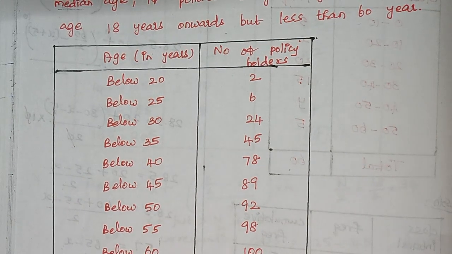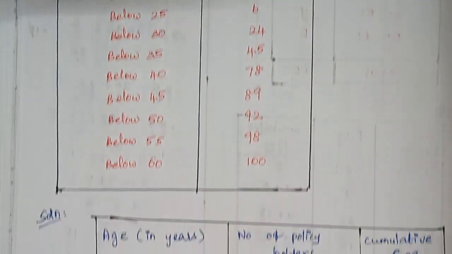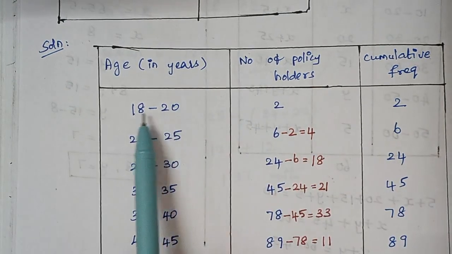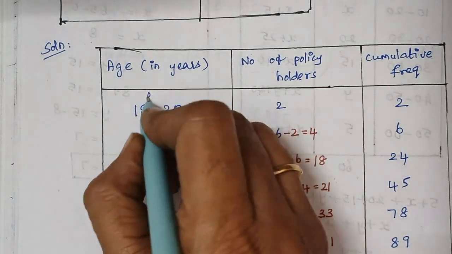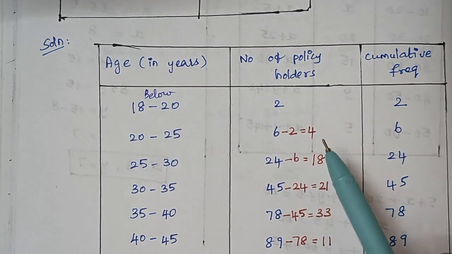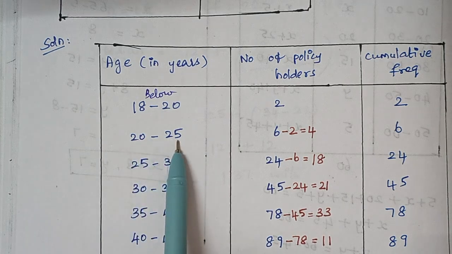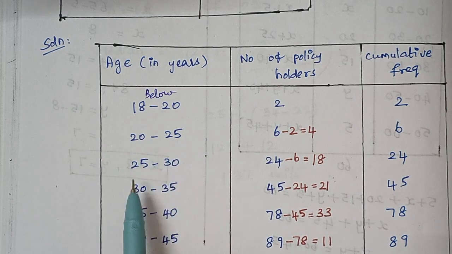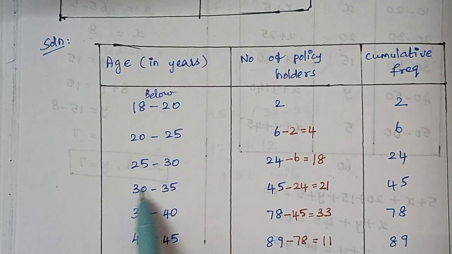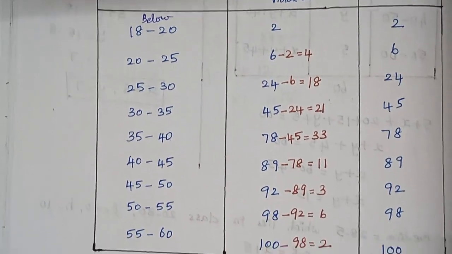So as a first step, we are going to frame the intervals. The first is below 20, so 18 to 20, or you can simply write it as below 20. The next range is below 25, so here it is 20 to 25. Next is below 30, therefore 25 to 30. And again the same thing: 30 to 35, 35 to 40, and it goes on till 60.